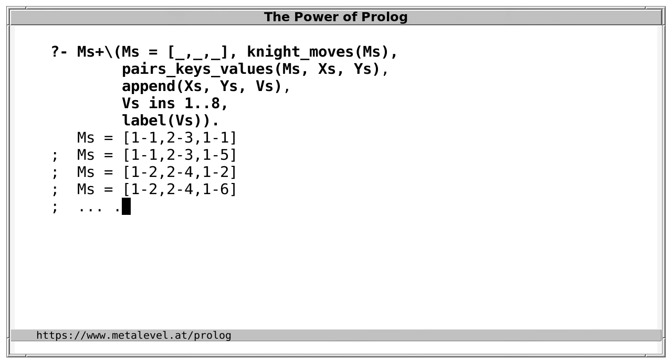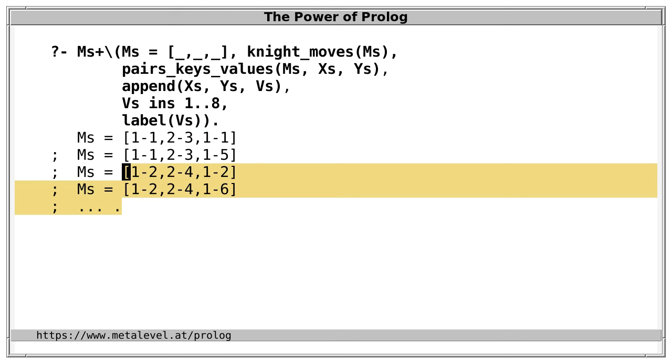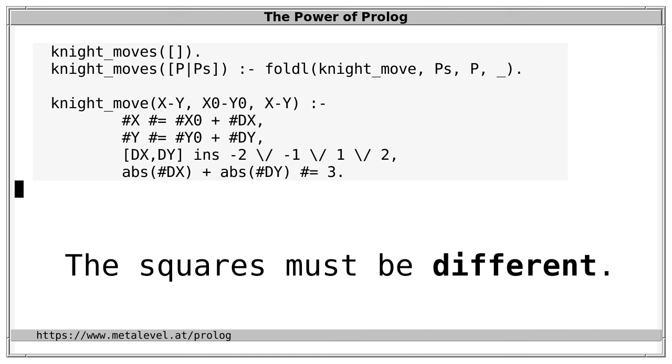Now, regarding these solutions, let's take for instance the first one. What does it describe? A sequence of knight moves starting at square 1, 1, then going to 2, 3, and then again to 1, 1. So yes, these are knight moves, but it's of course not a knight's tour, because a knight's tour must not visit a square repeatedly, or in other words, the visited squares must be different.